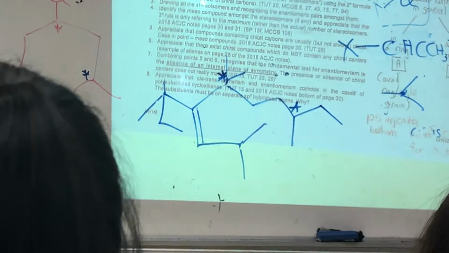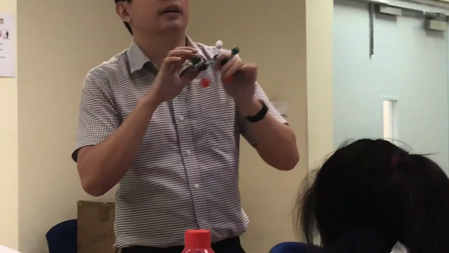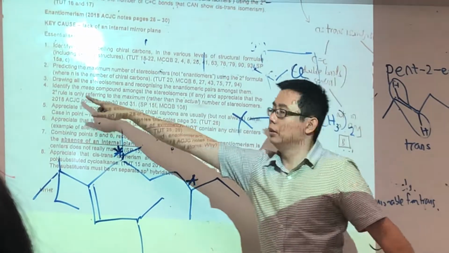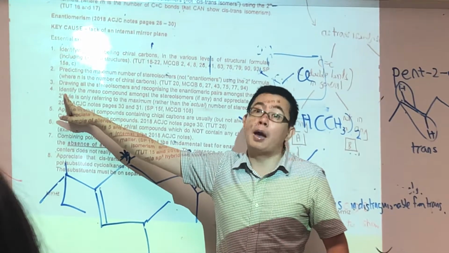Okay, you all agree that these 2 carbons are chiral, right, just now? So theoretically, you should have 2 N stereoisomers. Where does the so-called 2 to the power N rule come about? It is similar to how your 2 to the power m rule comes about.